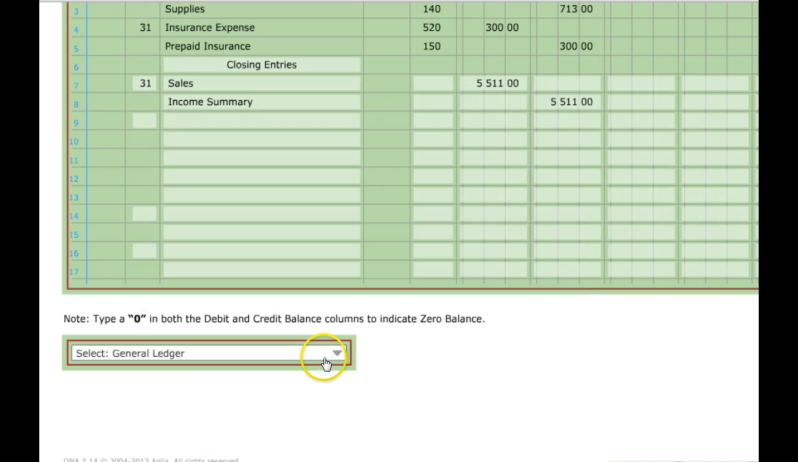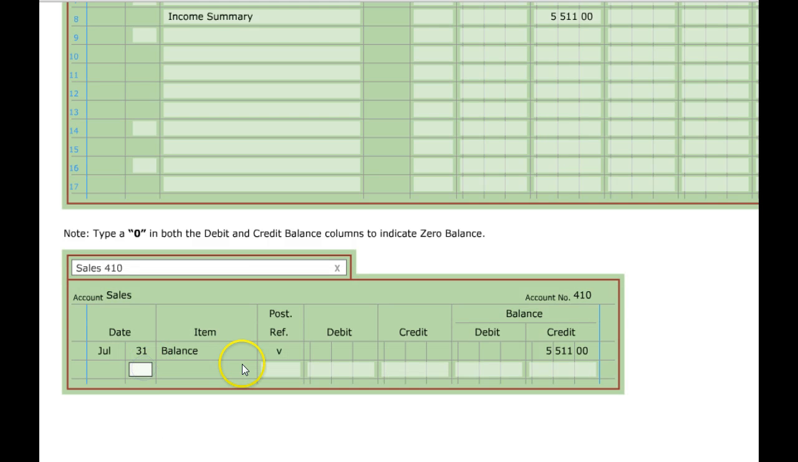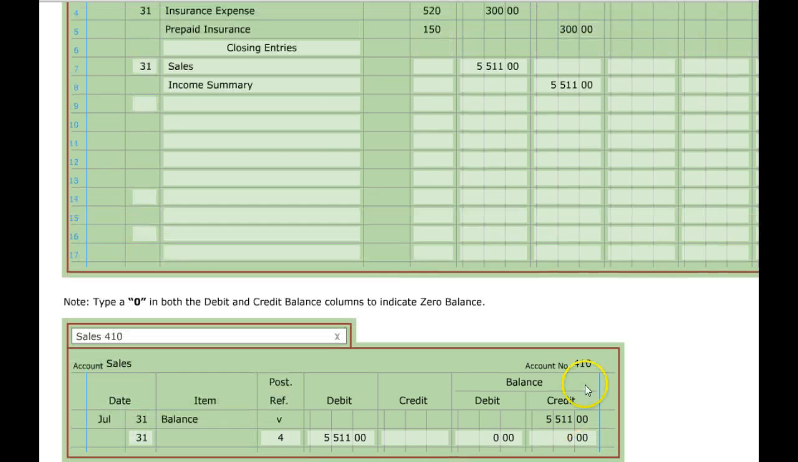Alright, so we do that. The next step would be posting. So you would go through and you would post sales. You would put down the date, which would be the 31st. You would put down page 4 because that's where it came from, and then you would put down the debit entry of 5,511. Now the directions tell you to type in a 0 for both the debit and credit columns. So we're going to do that to let everybody know that yes, this is closed, this is not a mistake, and then we're going to put down 410.